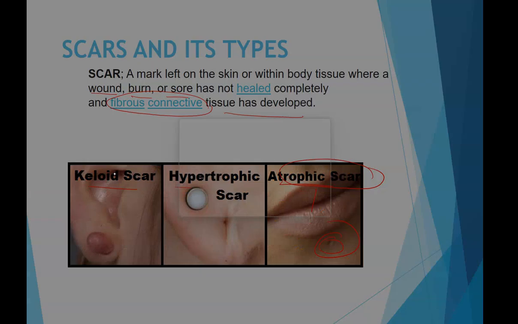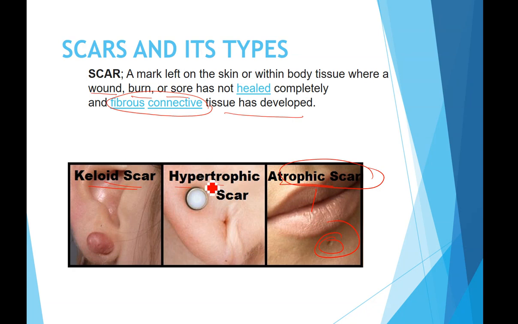In the hypertrophic and the keloid scar, both scars are basically hypertrophy, but there is a difference between both. The hypertrophic scar will not expand beyond the margins of the original wound, whereas a keloid scar will expand beyond the margins of the original wound.